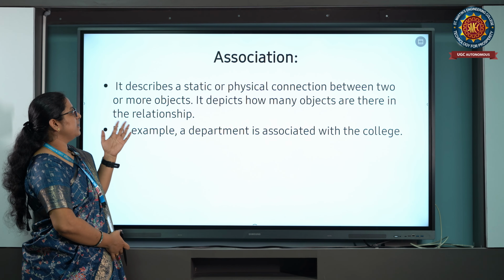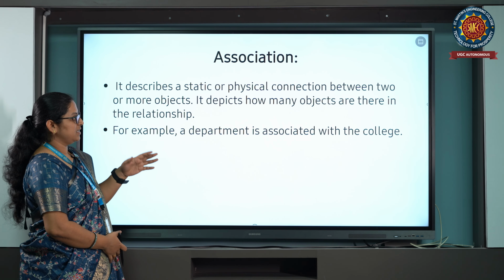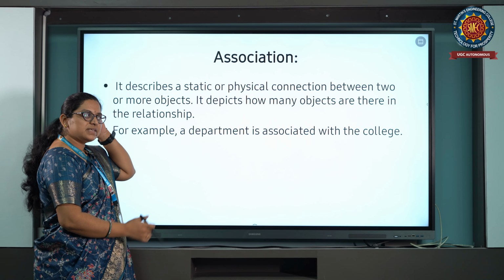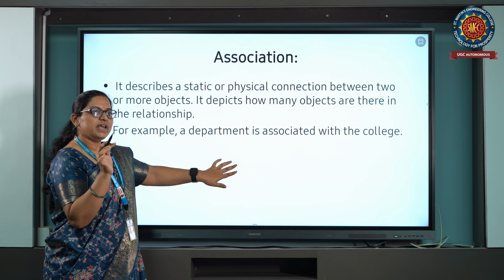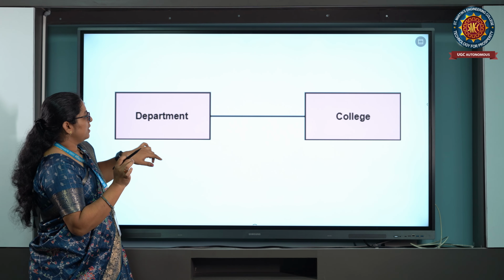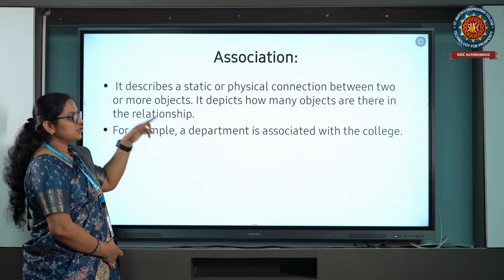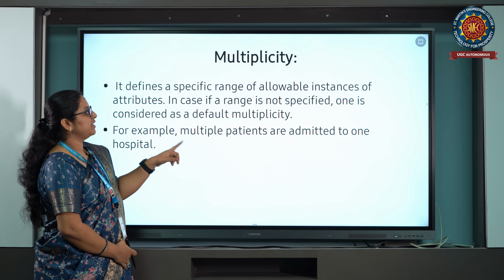Next, association. Association means a physical connection between two or more objects. For example, department and college. In a college, many departments are there. Many departments are associated with the college only. That is the association relationship.